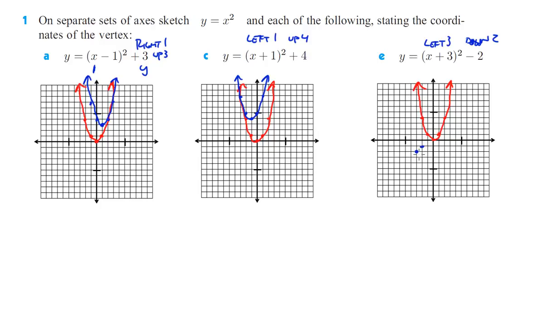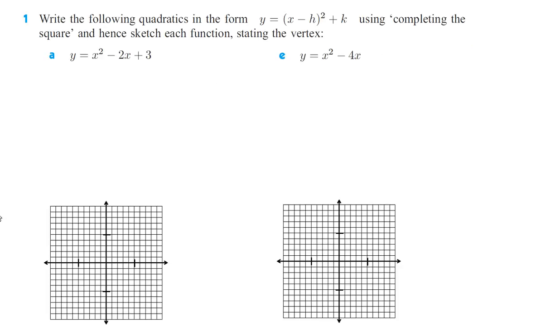Up 1 over 1, up 1 over 1, up 3 over 1, up 3 over 1, and then this graph's going to look something like that. A little bit less wiggly over here, but you get the idea. Okay? All right. Moving on to number 1, A and E.